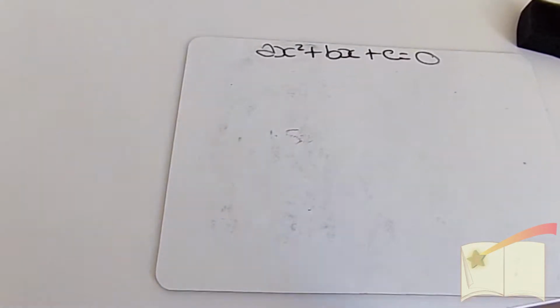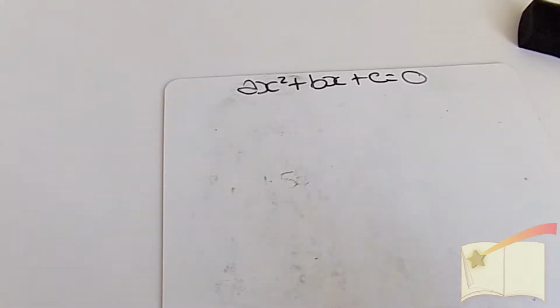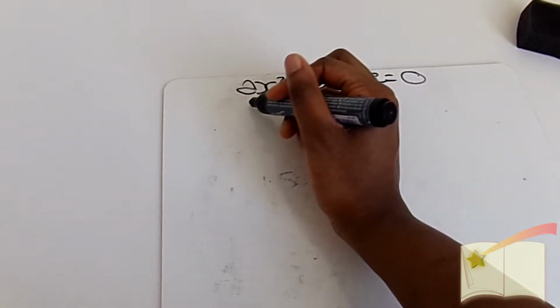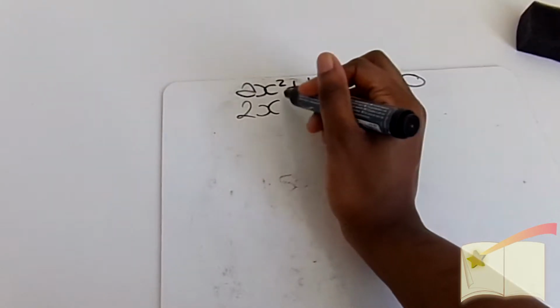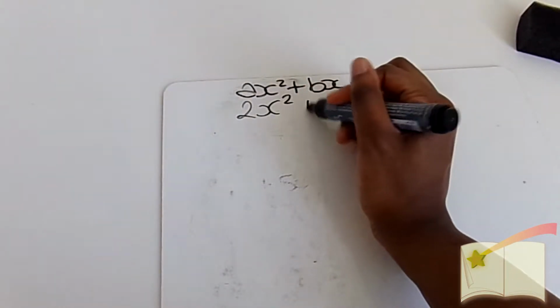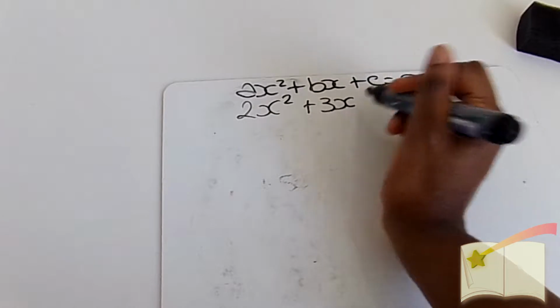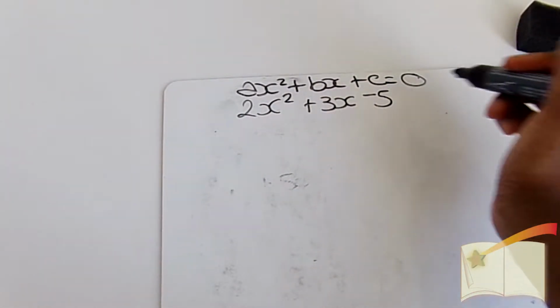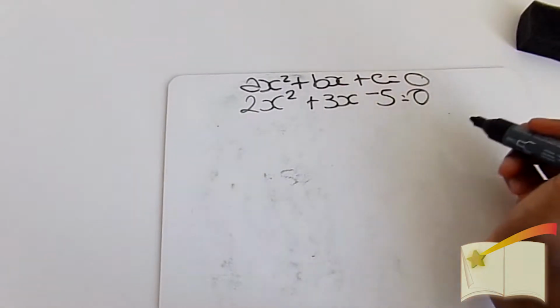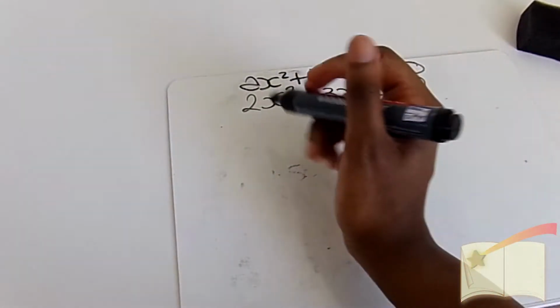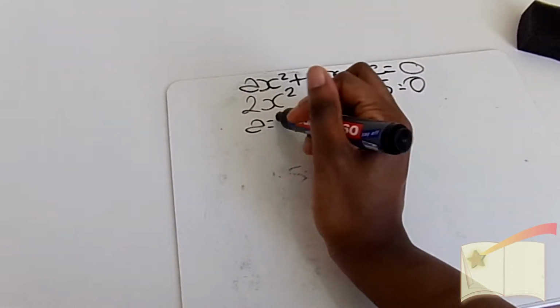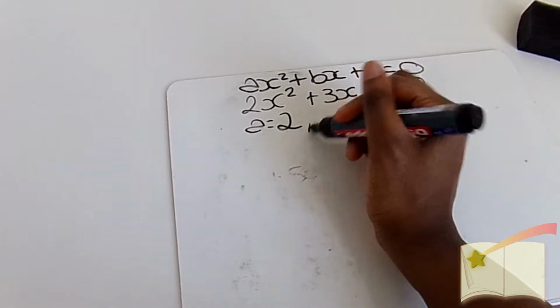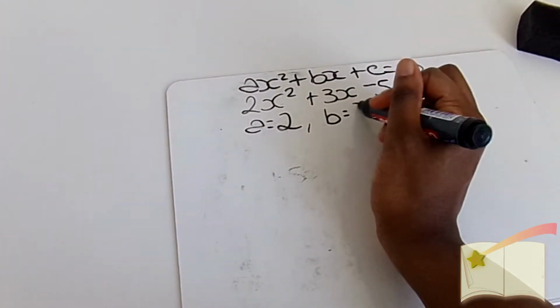We're going to start off with the quadratic form ax squared plus bx plus c equals 0. Our first question is going to be 2x squared plus 3x minus 5 equals 0. Therefore, a equals 2, b equals 3, and c equals minus 5.